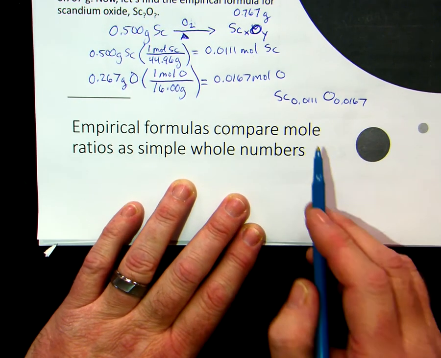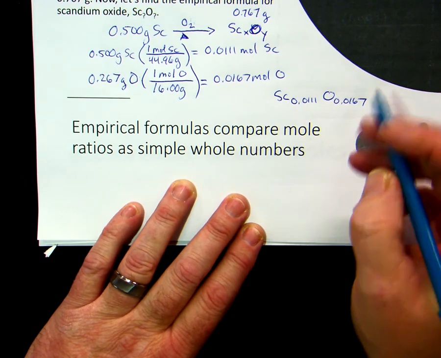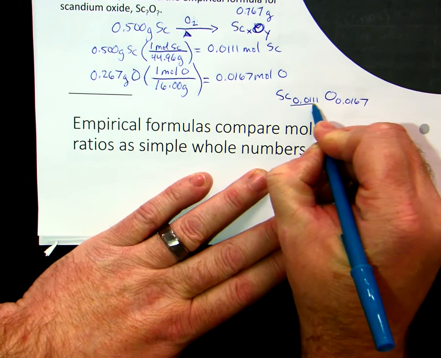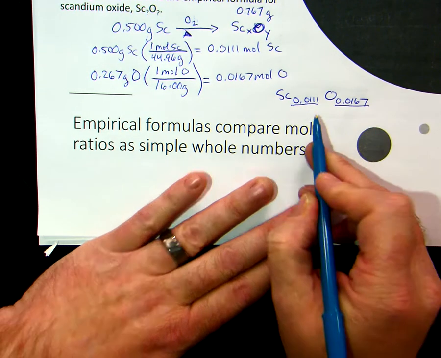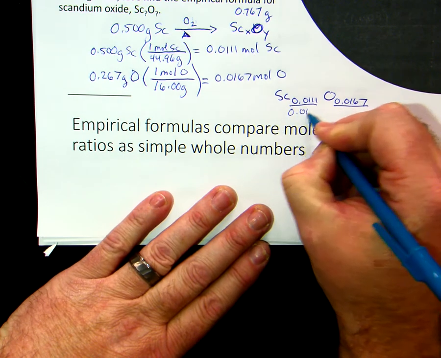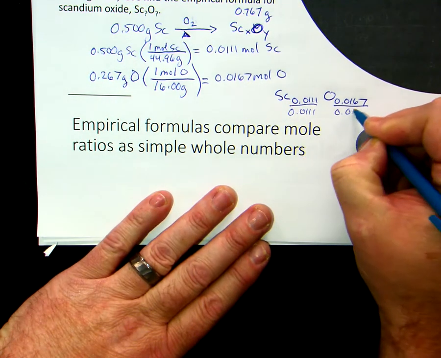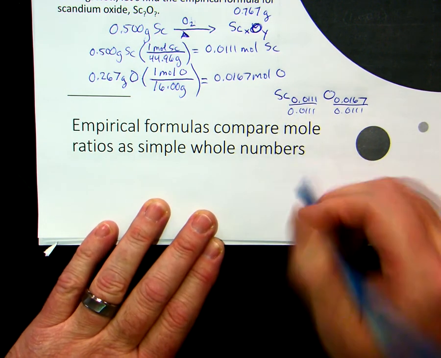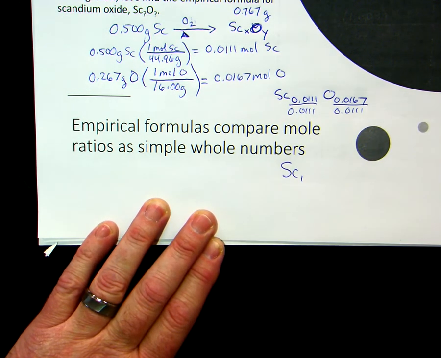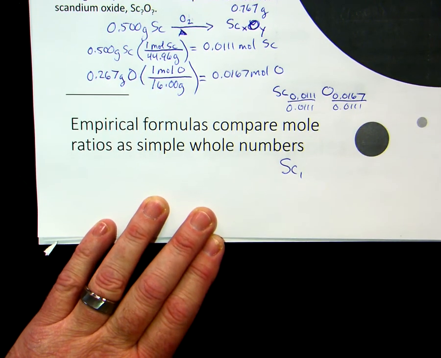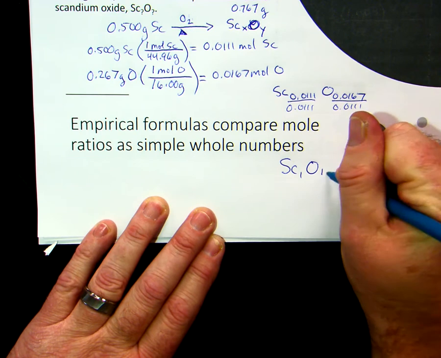So how we convert this to counting numbers, and we're going to do this a lot over the next 10, 15 minutes, is we take the smaller of the two numbers and we divide it into both of the numbers. Between the two of these, this is the smaller number. So I'm going to divide both of them by that smaller number. Any number divided by itself will be 1. When I divide oxygen's number by 0.0111, I get oxygen 1.5.